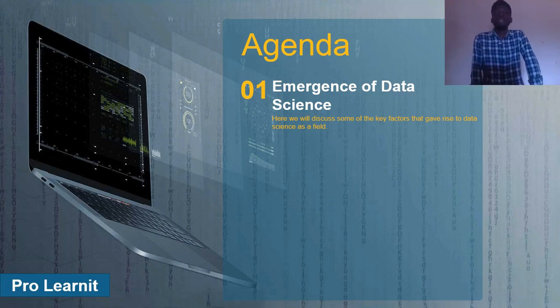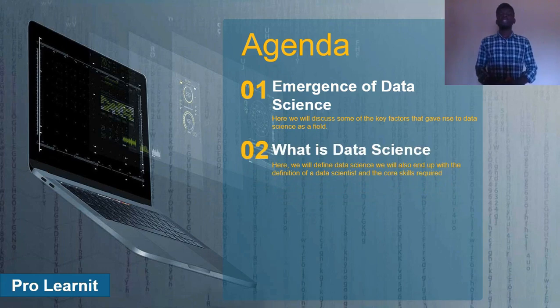The next thing we're going to be discussing is basically what is data science. In discussing what is data science, basically we need to understand who a data scientist is. In other words, our definition of data science is going to be anchored upon the definition of a data scientist. So we need to understand who a data scientist is in order to have a better perspective of what data science really is.